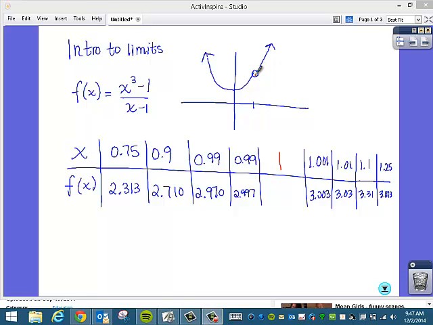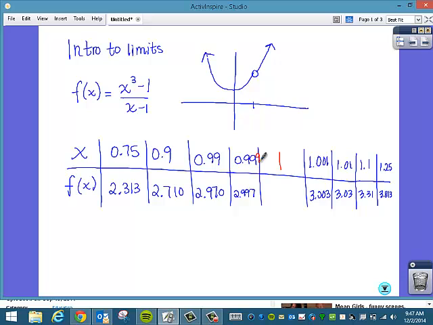To demonstrate what exactly a limit is, I created this t-chart by plugging in different values of x. And if you notice, we start at 0.75, then we go up to 0.9, then we get to 0.99, then we get to 0.999. And so we are getting closer and closer to 1. So x is approaching 1.